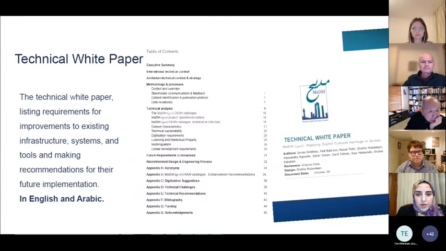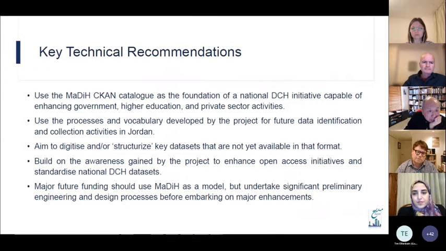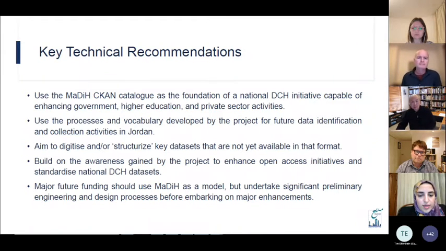The technical white paper focuses on the technical analysis of the project and the technical sides, from sustainability and digitization requirements to the licensing, and it was also produced in English and Arabic. So mainly those relate to the processes and vocabulary that were developed by the project, which can be used for the data identification and collection activities in Jordan.